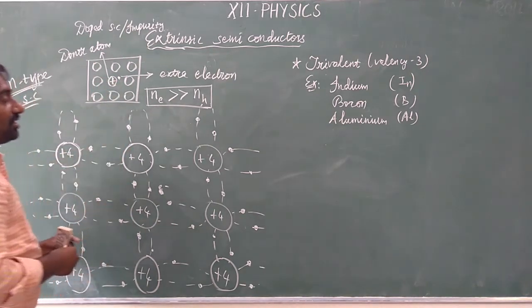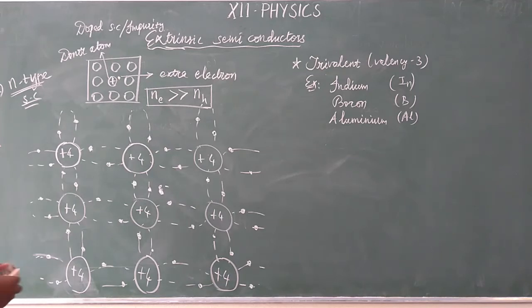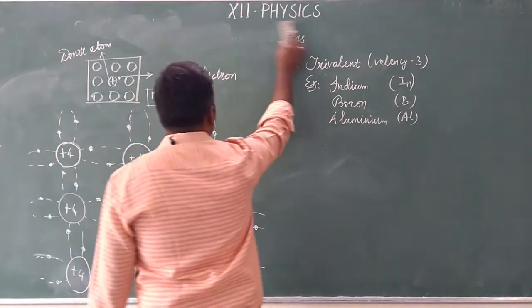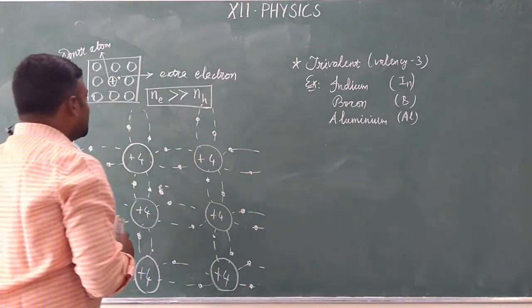Suppose instead of adding the pentavalent impurities, you add trivalent impurities, what will happen? So N-type semiconductor is over, and next one is P-type semiconductor. In a P-type semiconductor, we must add the same structure. You see that.